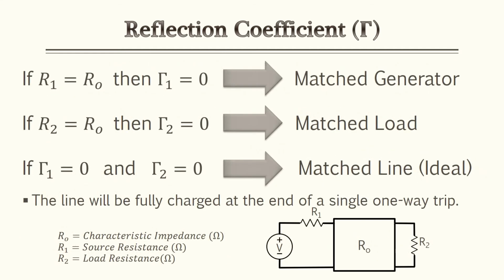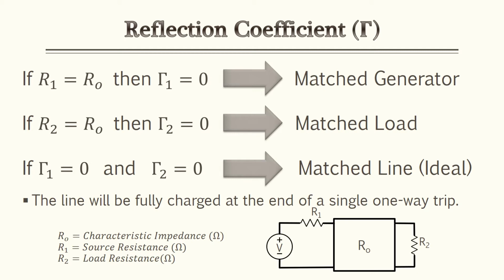When designing your transmission circuit, it's best to try to match your impedances up to get an ideal circuit. For example, if your source resistance matches your characteristic impedance, your source reflection is going to be 0. That is considered a matched generator. When your load resistance matches your characteristic impedance, your load reflection is 0, and that is a matched load.